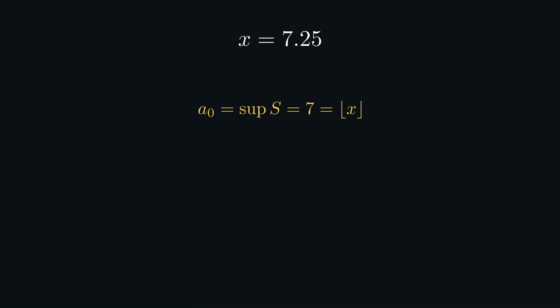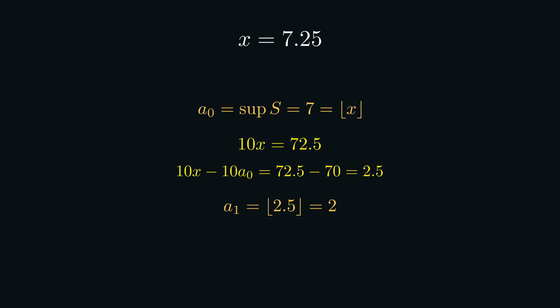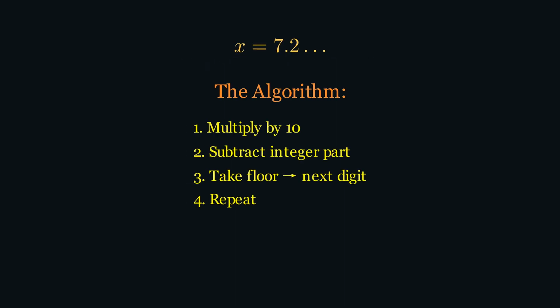Now we find the first digit after the decimal point. Multiply x by 10 and subtract 10 times a0. This isolates the fractional part, scaled up. For x equals 7.25, 10x equals 72.5. Subtract 70. We get 2.5. Take the floor. a1 equals 2. That's the first decimal digit. We continue this process. Multiply, subtract, take the floor. Each step extracts one more digit.